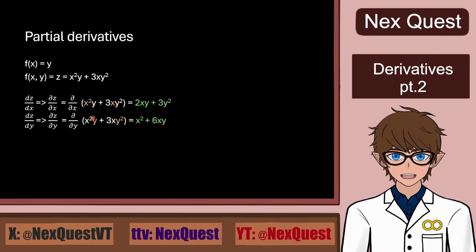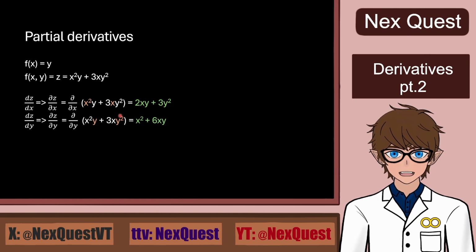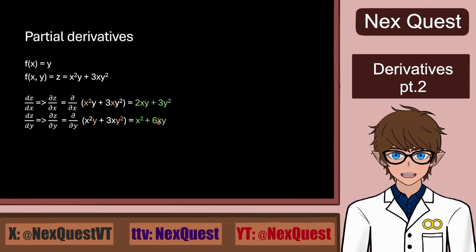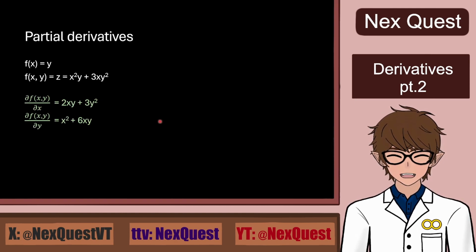And in the second example, again, this y is to the power of 1, so it disappears, and this one is to the power of 2, so the 2 gets carried over, and it stays as the power of 1. These are our answers, and we write them like this.